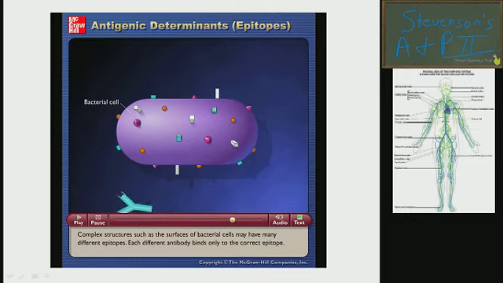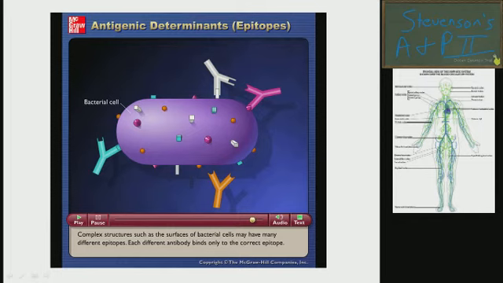Complex structures, such as the surfaces of bacterial cells, may have many different epitopes. Each different antibody binds only to the correct epitope. Okay, so we saw that each antibody will only bind to a certain epitope. So basically, the antibody recognizes the epitope and directs the complement system, or directs the activation of the other systems.